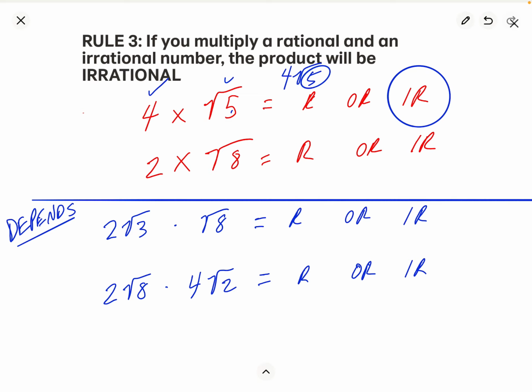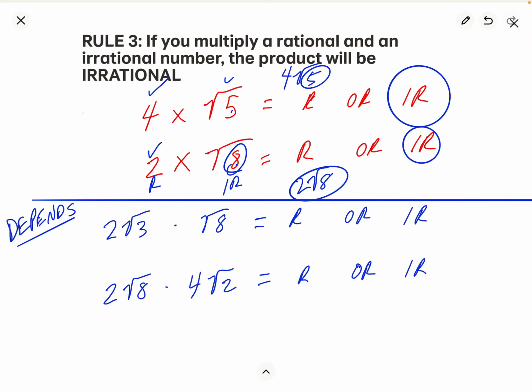Okay? Same thing. 2 times the square root of 8. This is rational. This is irrational because that's not a perfect square. So my final answer would be 2 times the square root of 8. I know that that's going to be irrational because the square root of 8 is not a perfect square. Okay? Now, where you have to be careful is when you're multiplying irrationals together.